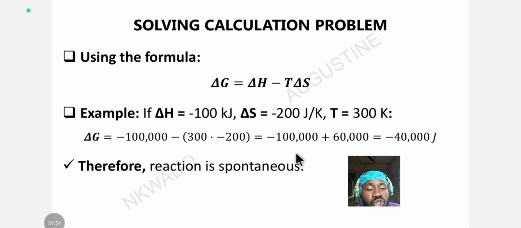Formula for solving problems involving heat. Okay, heat and spontaneity of reaction is very easy. It's just plus and minus, plus minus. Nothing there. It's so easy. I don't lie to you. Let me teach you how to solve it.